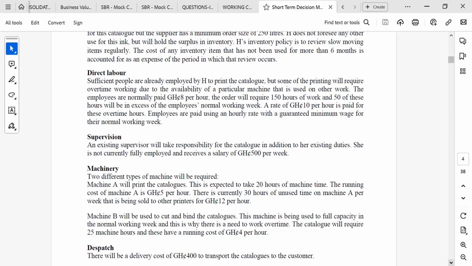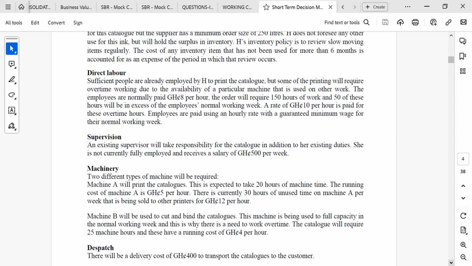If they don't have surplus hours, it means that they should be working 150 hours overtime, because they are fully engaged. But since the hours are not the same as the overtime, it means that they have surplus hours of 100. That particular 100 is idle time, which they are already paid for. So the relevant cost over here will only be the overtime, which will be the 50 times the 10.